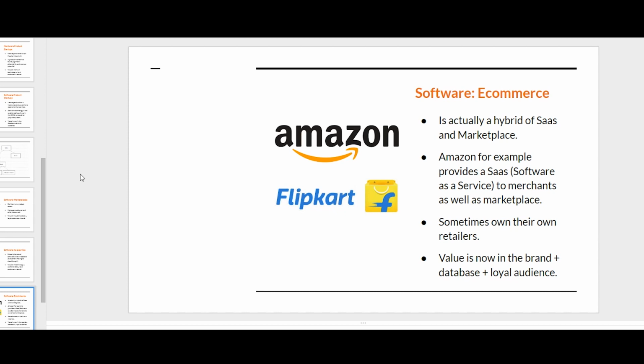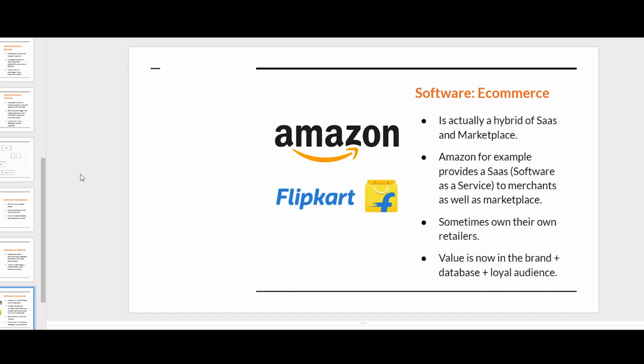Finally, there's e-commerce. Now, e-commerce is actually a hybrid. In the case of Amazon, they provide a full stack service to sellers, which means that they have everything from logistics, packing, so on and so forth, available to the merchant in the form of both software as well as an offline ecosystem. Sometimes Amazon and Flipkart also have their own retailers. In eBay's case, they don't have their own retailers, right? It's just a crowdsourced marketplace.